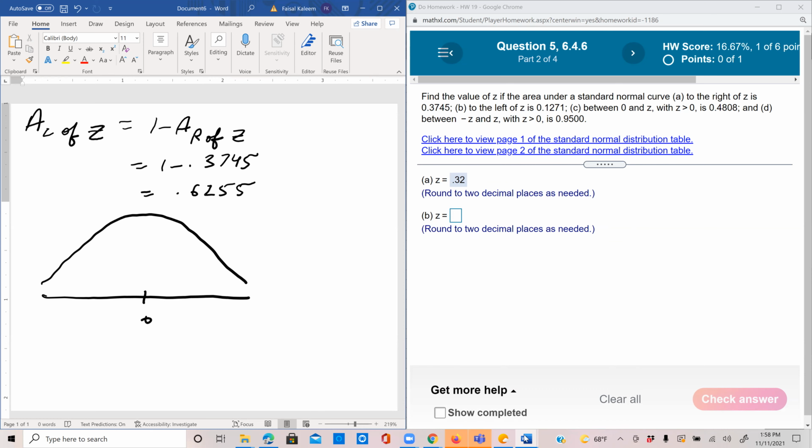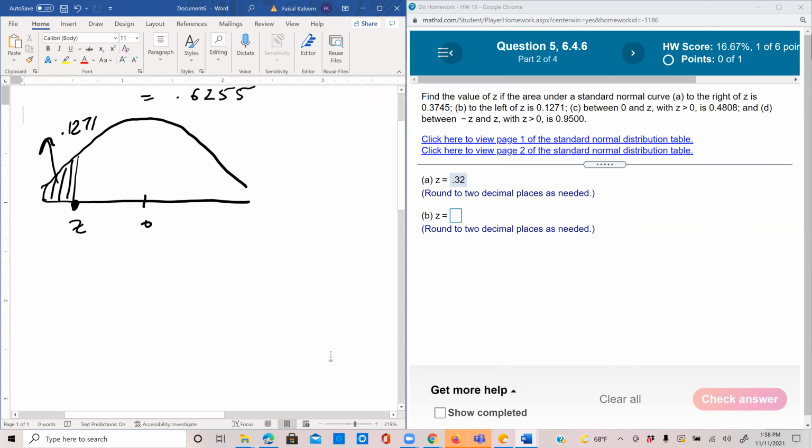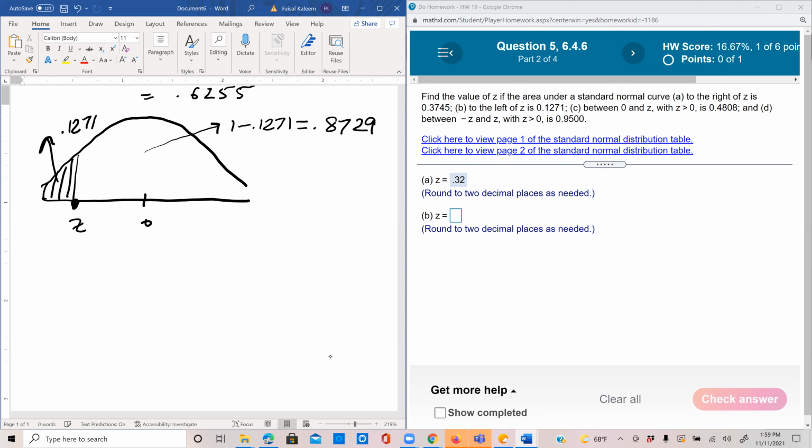So this is the picture. Now area on the left is 0.1271, and that means it's this kind of an area. And the z value that's here is a negative value. And that's why we have to somehow translate it into a positive z value situation. So this area on the left of z is 0.1271. So the area on the right is the white area. So that is 1 minus 0.1271, so that would be 0.8729. Okay, area on the right of z is 0.8729.